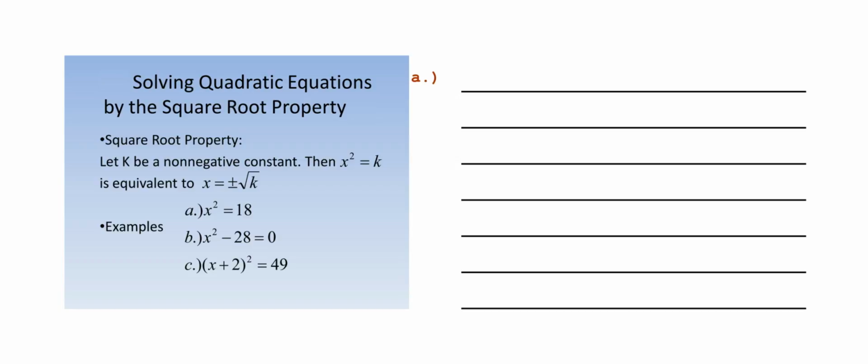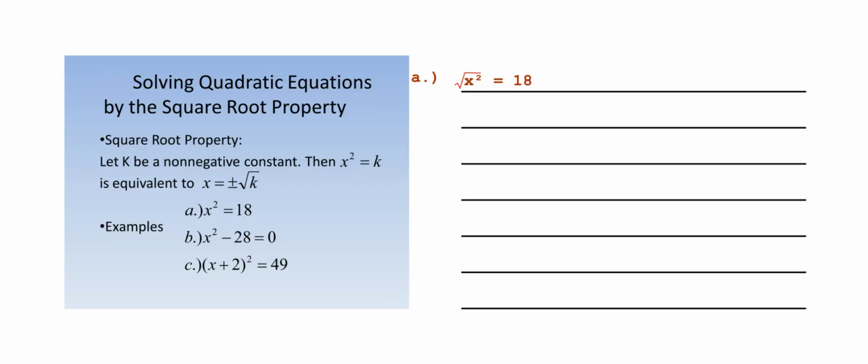So in this case, example A, we have x squared equals 18. In this case, we're trying to solve for x. So let's get rid of the square. What's the opposite of a square? Remember those trees. What do trees have underneath the ground? Roots. So square root on both sides then.